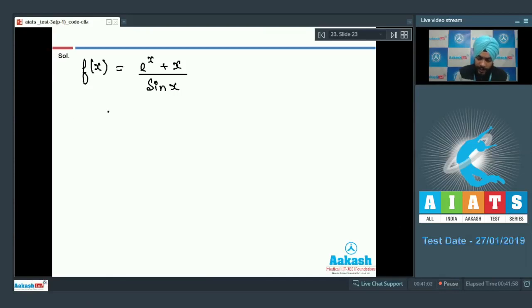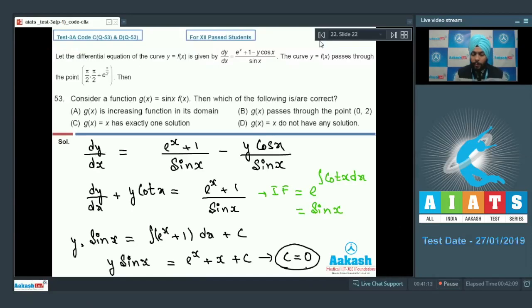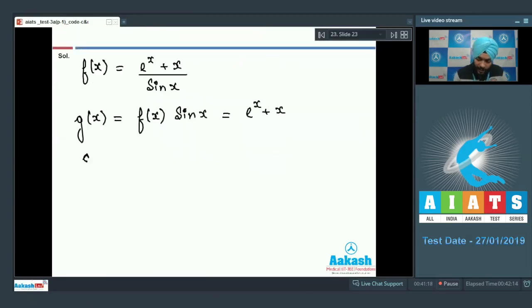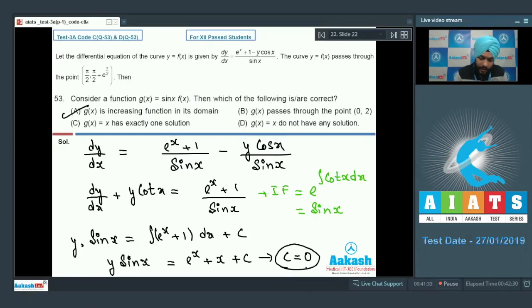And what is g(x) ultimately? g(x) is f(x) into sin x. So that is even simpler. That is only e^x + x. Talking about question number 53, g(x) is an increasing function in its domain. So let us find g'(x). It is e^x + 1. Definitely increasing function. e^x is a non-negative function, plus 1, obviously g'(x) is strictly positive everywhere. So g(x) is an increasing function in its domain.